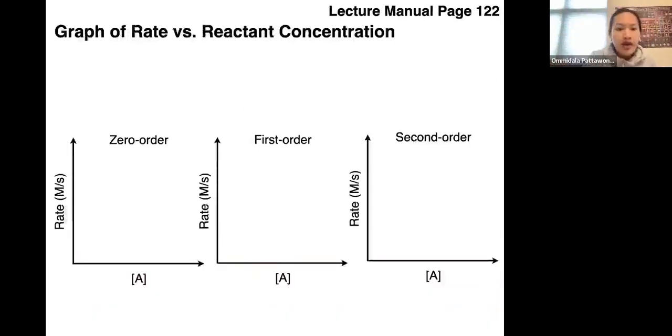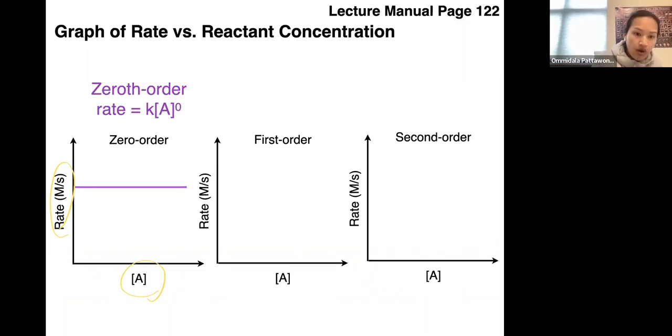Okay, so now here is the graphical representation of zero order, first order, and second order. If I plot rate against concentration, this is what zero order is going to look like. Remember, zero order is when you change the concentration of the reactant and the rate stays the same. So in this case, zero order is going to look like that. It's not going to have any change in terms of rate.